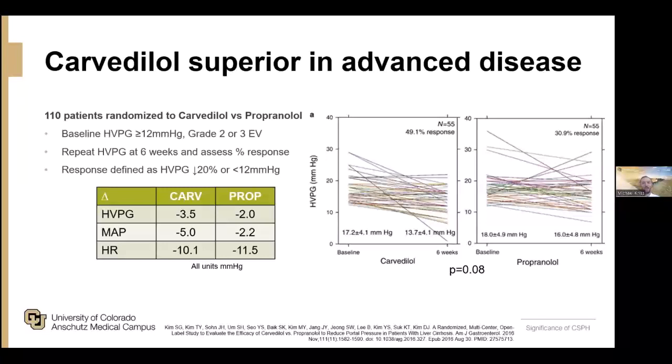But what about in patients with advanced disease? Now, this is a study that was published in 2016. It took 110 patients, and they specifically compared carvedilol to propranolol. And these patients, again, had baseline HVPGs greater than or equal to 12. So technically, these are patients with probably more decompensated disease who had grade 2 or 3 esophageal varices. Patients had a baseline HVPG, were then put on study drug, and then an HVPG repeated 6 weeks later, and they assessed the percent response. Response was defined as an HVPG that decreased by more than 20%, or if it fell below 12.